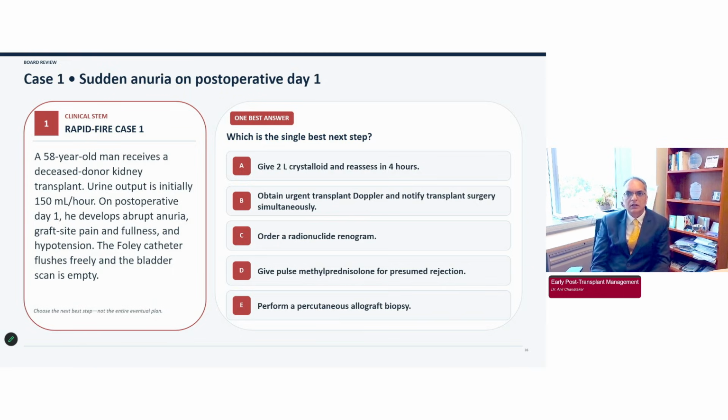A, give 2 liters of crystalloid and reassess in 4 hours. B, obtain urgent transplant Doppler and notify the transplant surgery team. C, order a radionucleotide renogram. D, give pulse methylprednisolone for presumed rejection. Or E, perform a percutaneous allograft biopsy. So I'll give a few seconds for people to give the answer.